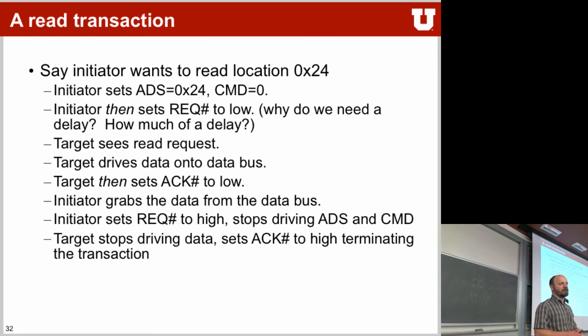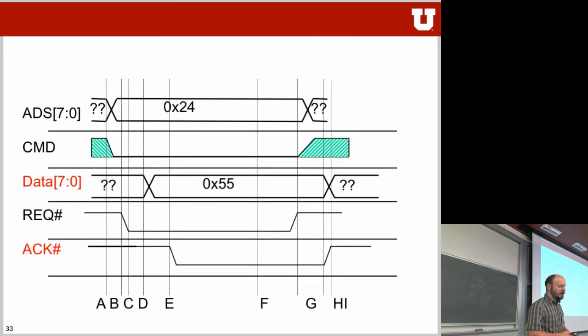So this is a bus diagram. These are the different steps that we just talked about: A, B, C, D, E, F, G, H, I. And this is kind of what a bus transaction will look like, where you can see the different lines. We have an address, the command, the data, a request line, and an acknowledge line. So what happens is we first drive the address onto the bus.